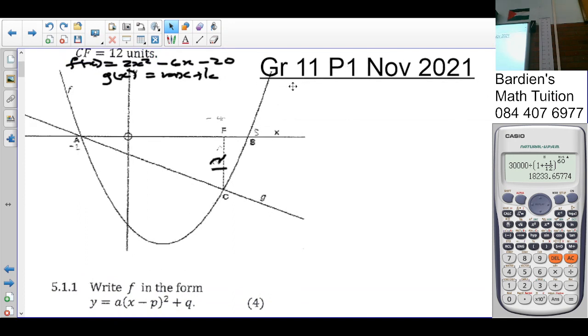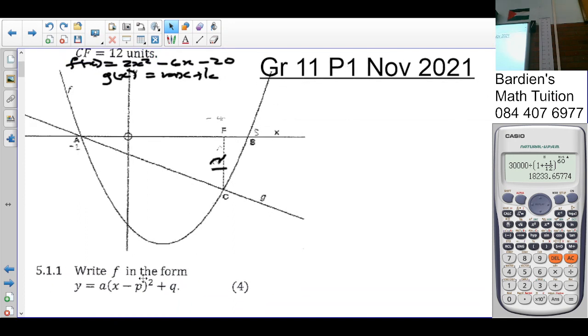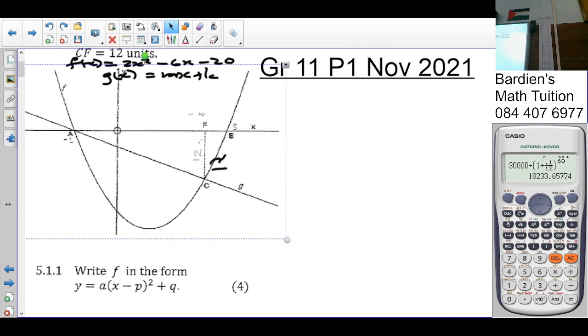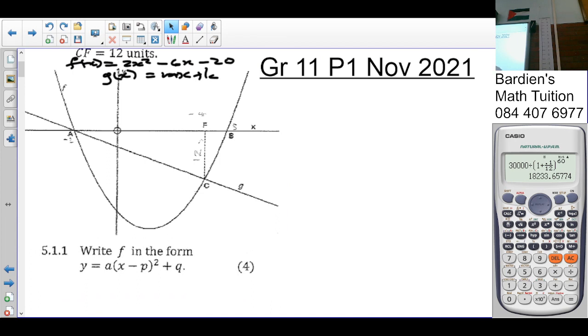Let's look at the first question. First question says, write down f in the form of. So this is basically to complete the square, not so. So we make it a bit smaller. Okay, let's put every question here at the bottom, if we can keep our diagram in focus.